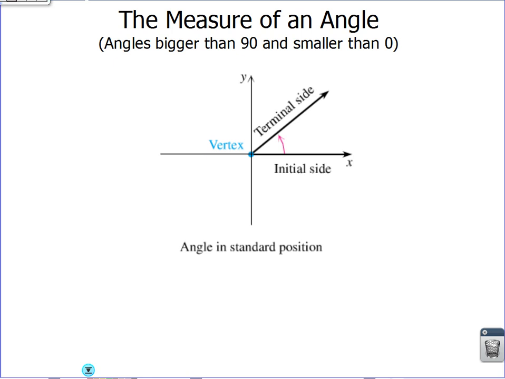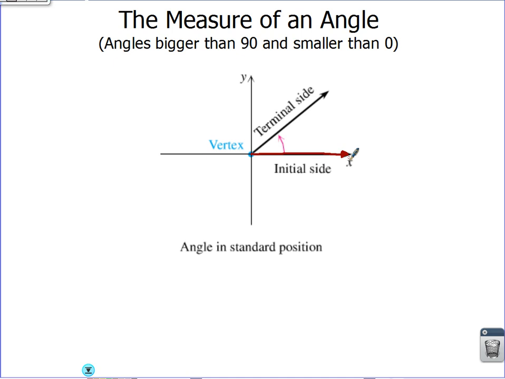We're going to be graphing angles, and that's where we're starting here. The measure of an angle, angles bigger than 90 degrees and smaller than 0 degrees. These angles that we're going to be graphing, we're always going to put what's called the initial side. When we're graphing them, our initial side is going to be along the positive x-axis.